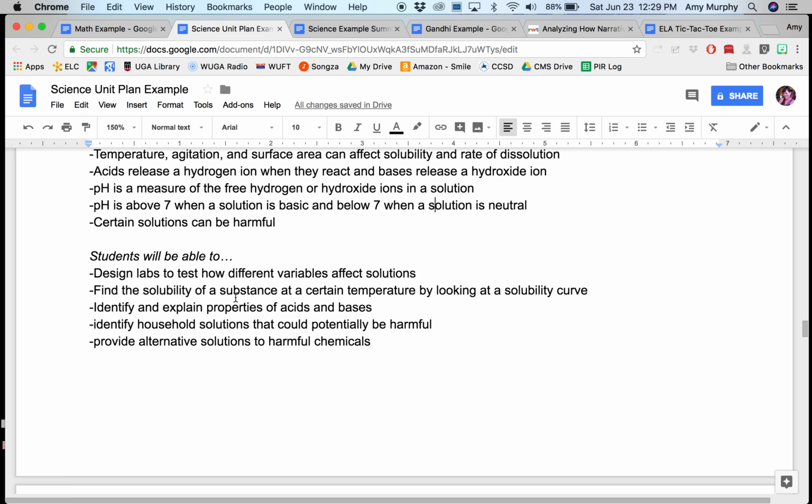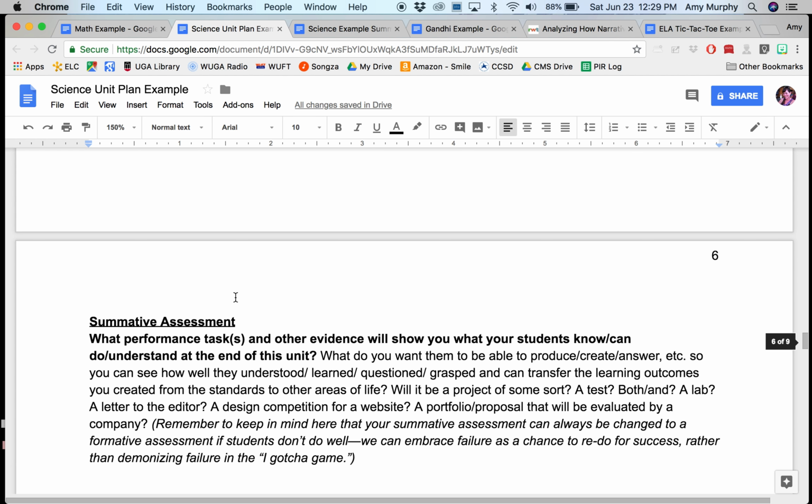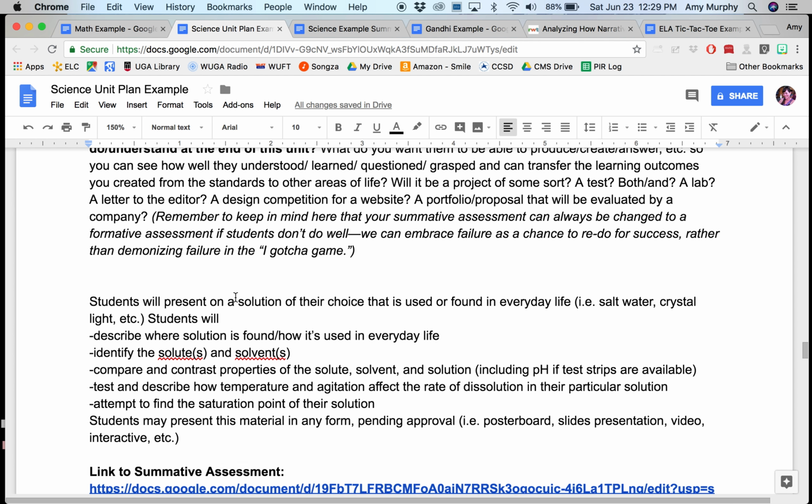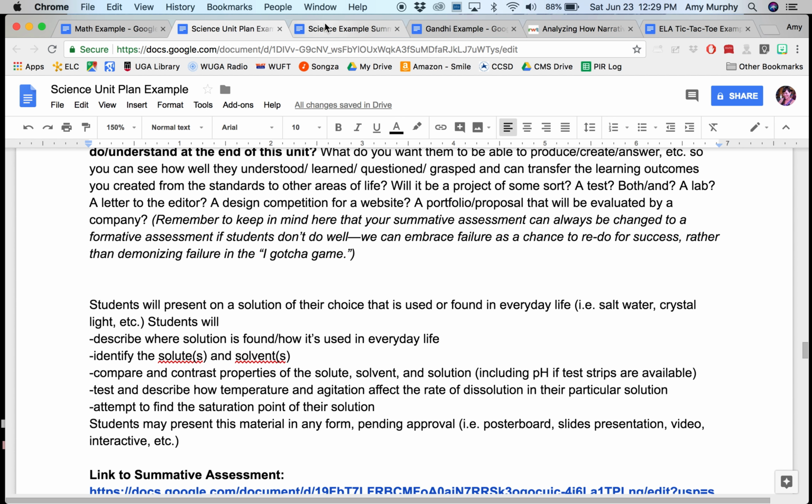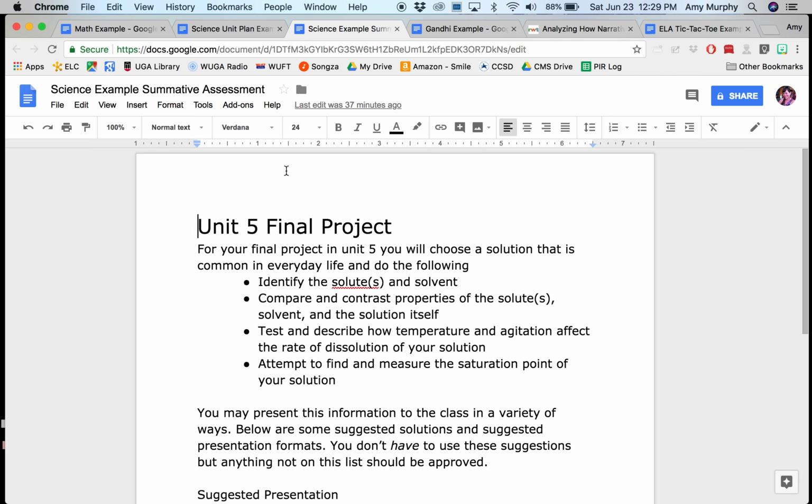All right, here was her summative task. Oh, I have it here because that's kind of messy looking. All right, so her final project, she had students choose a solution that's common in everyday life.